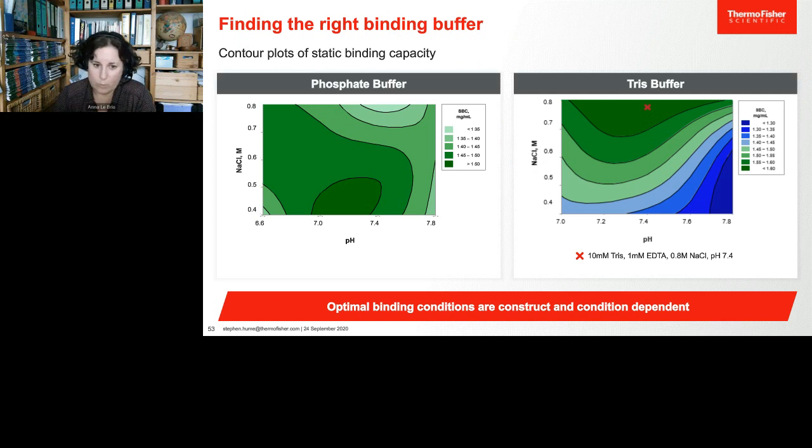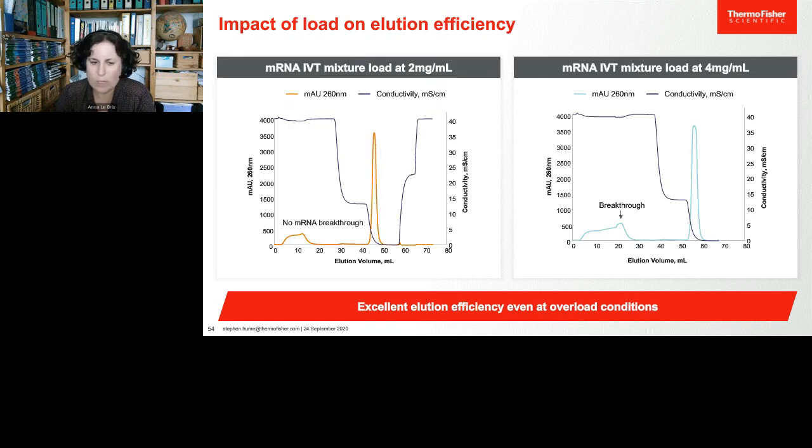So we tried with phosphate buffer and Tris buffer at different pHs, from 6.6 to around 7.8, and different salt concentrations. On this DOE graph, you can see that the best static binding capacity was obtained in Tris buffer at a concentration of 0.8 molar NaCl and a pH which is quite classical and neutral. It's very important for your specific process to test all these things to get the best out of the resin. And that's what we can recover.